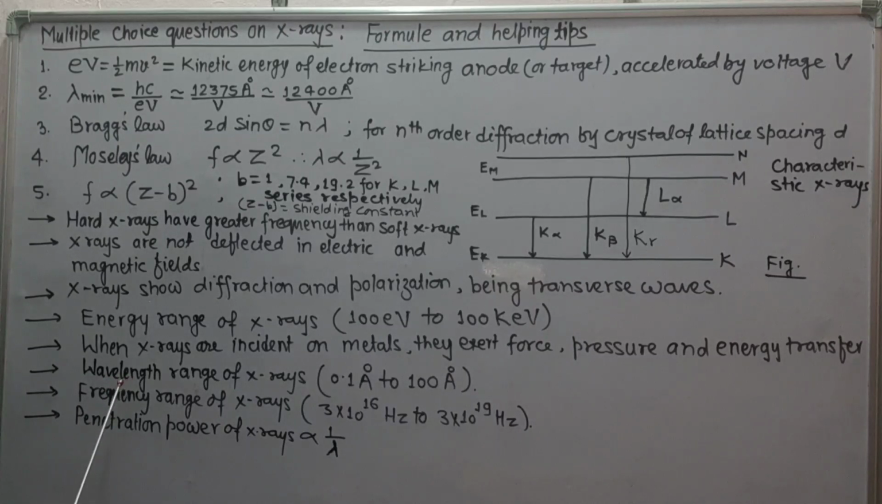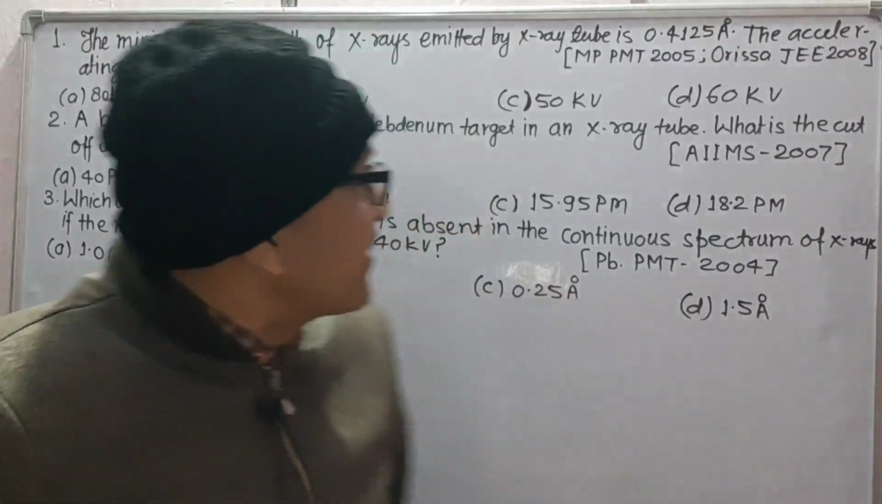Next, wavelength range of X-rays is 0.1 angstrom to 100 angstrom. Frequency range of X-rays is 3 into 10 to power 16 Hz to 3 into 10 to power 19 Hz. Penetration power of X-rays is inversely proportional to its wavelength. Now we take question number 1.